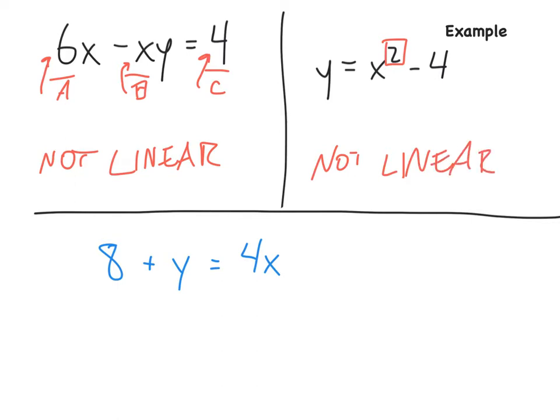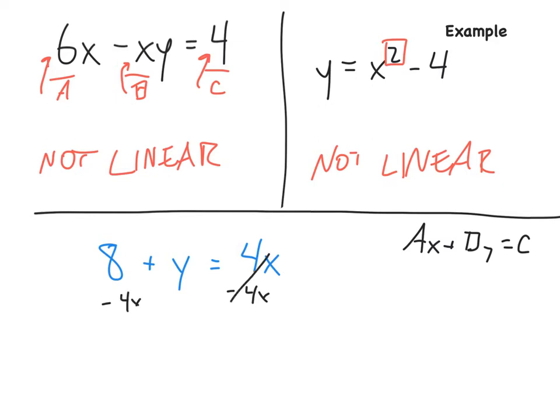Alright, so let's look at the one on the bottom. We have 8 plus y is equal to 4x. We want to see if this can be put into standard form. Remember what standard form looks like. ax plus by is equal to c. So it looks like we want to have our x's on the left. So we could subtract 4x from the left. We could just subtract 4x over there.